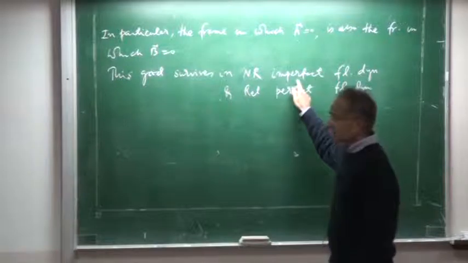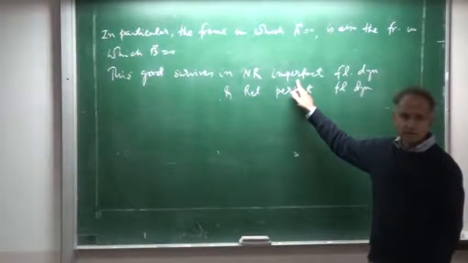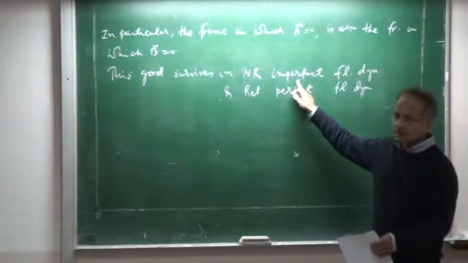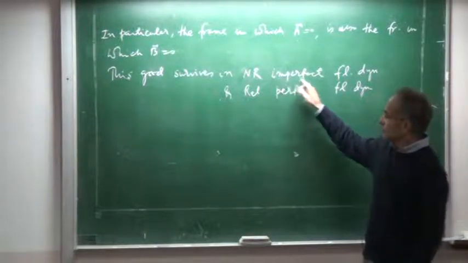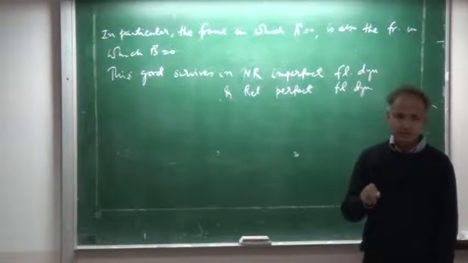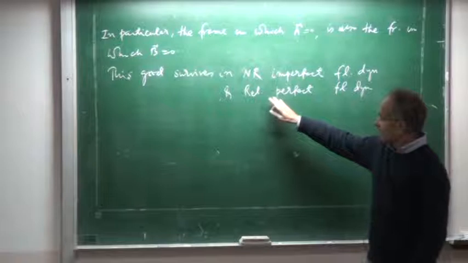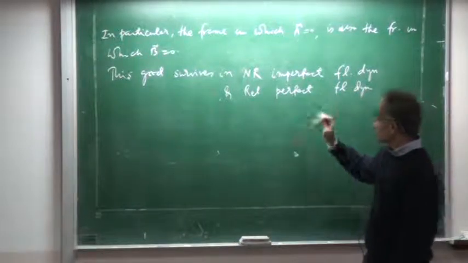Because in the imperfect case, there is no entropy conservation. But there is, of course, mass conservation and energy conservation. So those two vectors still are proportional to V. If V is 0, both vanish. And so the same thing happens in relativistic perfect fluid dynamics.